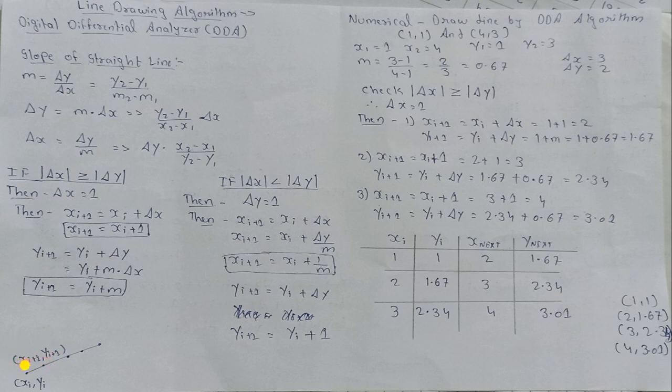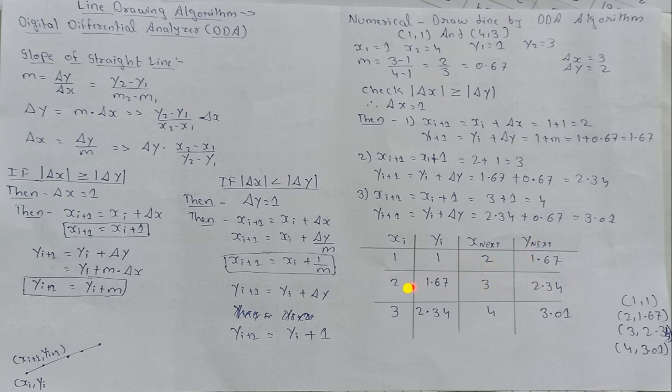Okay, so just now you have seen here, to find out the xi plus 1 comma yi plus 1, we have used the xi comma yi. Similarly, to find out this third point, we will take xi plus 1 comma yi plus 1 as the current point xi comma yi. So to find out this point, we will take the previous points as the current points.